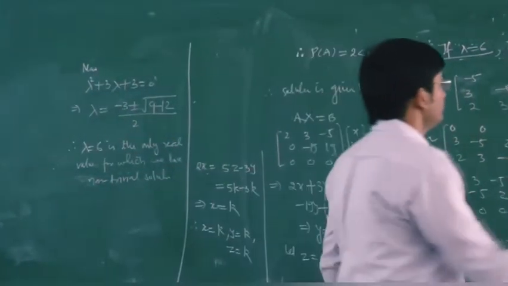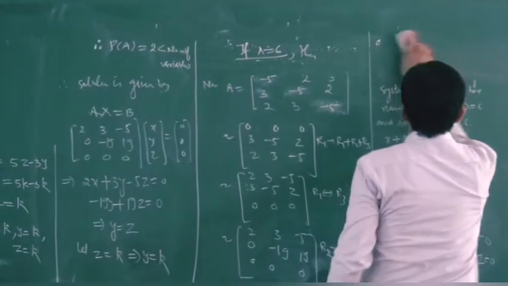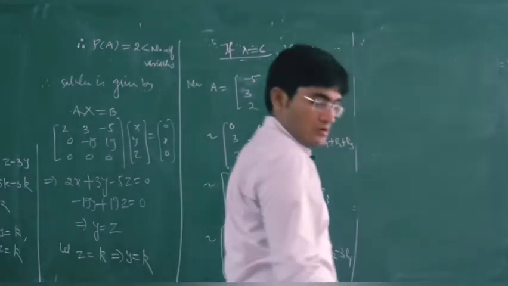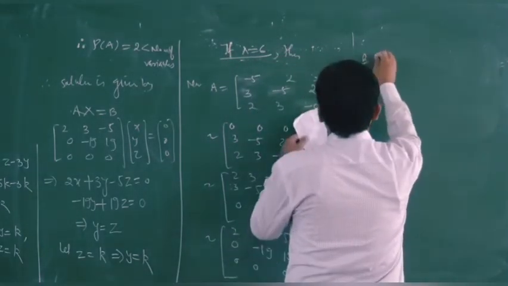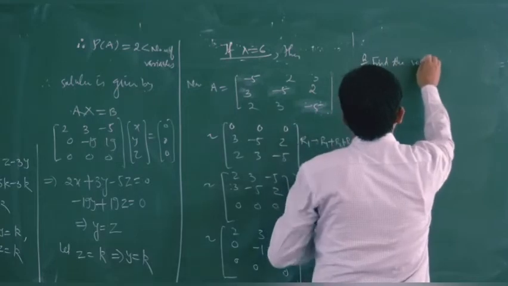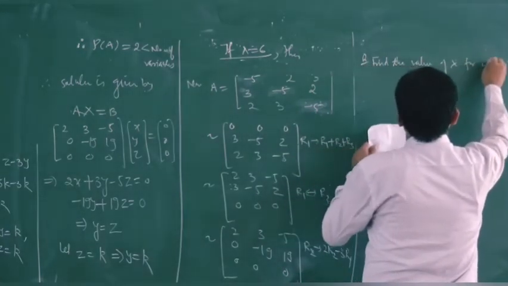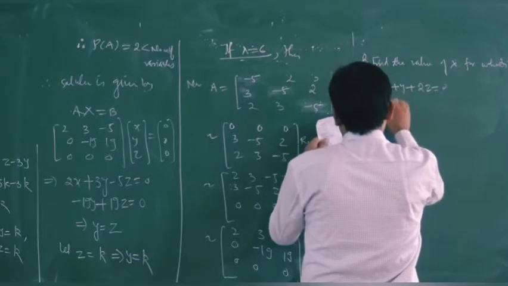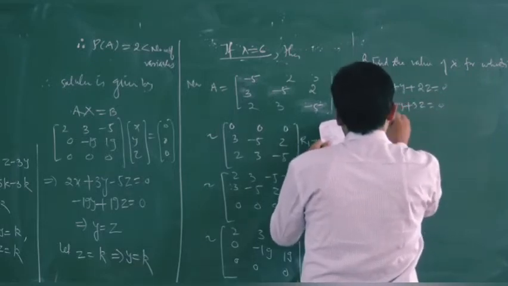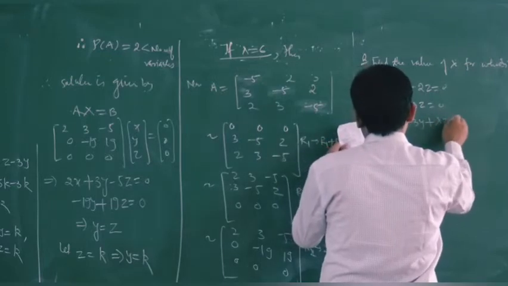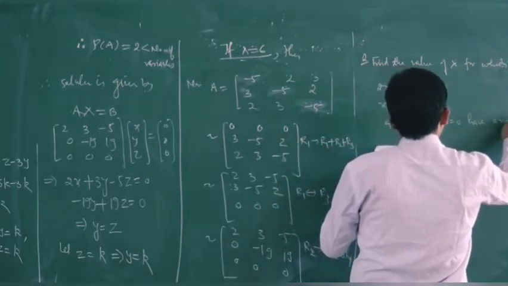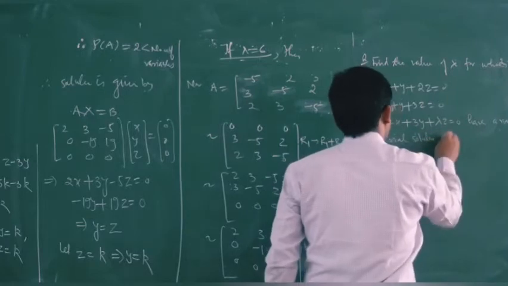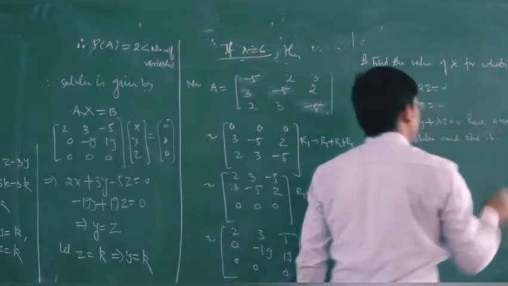Determine the value of lambda, so find the value of lambda for which 2x plus y plus 2z equal to 0, x plus y plus 3z equal to 0, 4x plus 3y plus lambda z equal to 0 have a non-trivial solution, and solve it for this value of lambda.